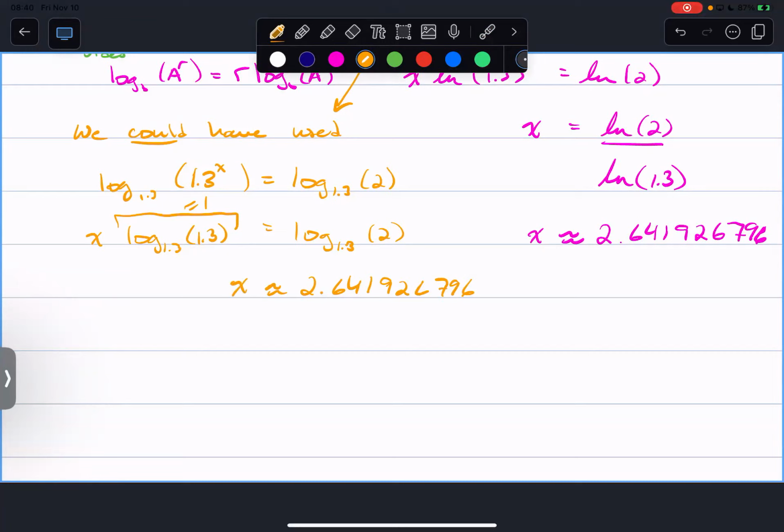I'm just not sold on how, if there are all these different types of logs, they all give the same number. How is that possible?